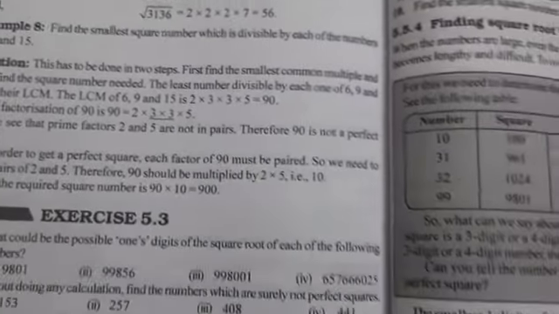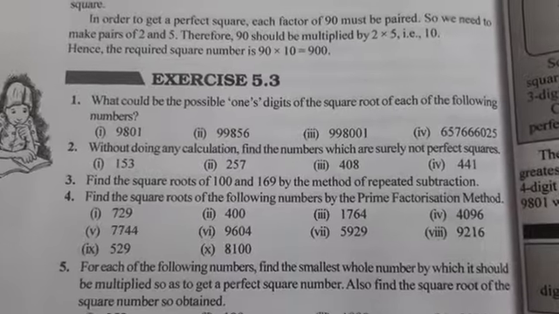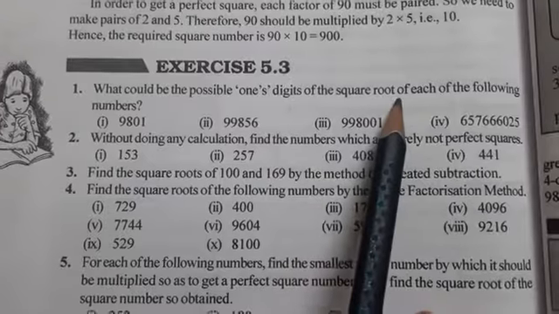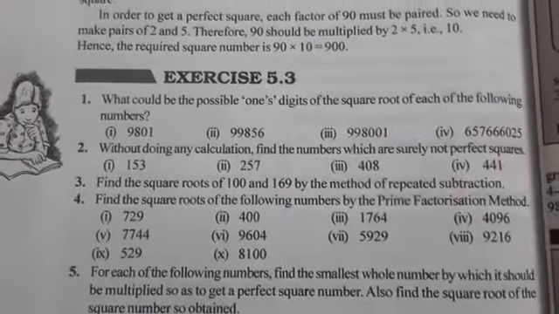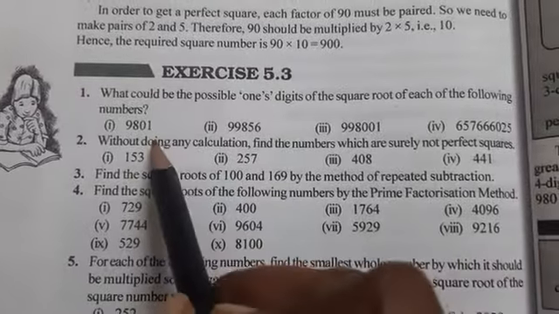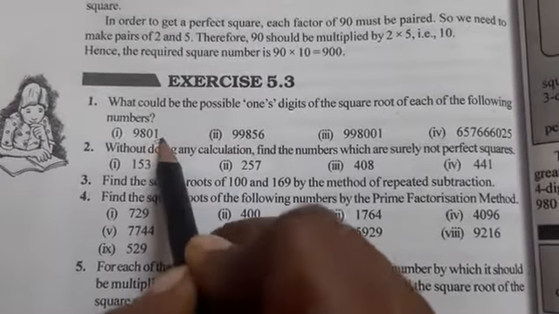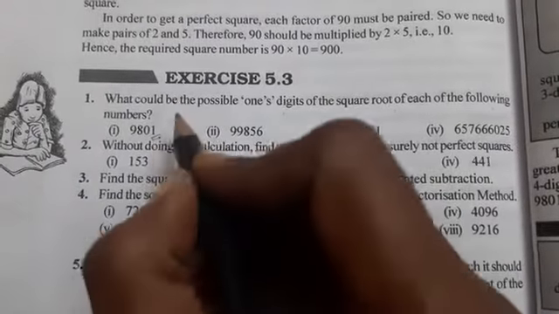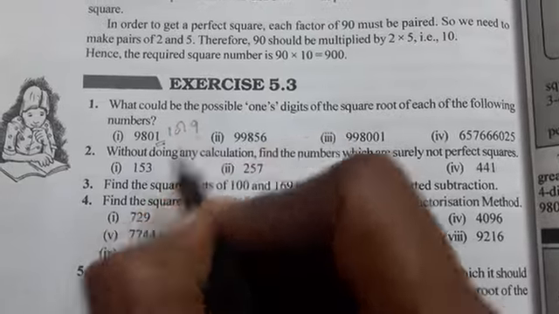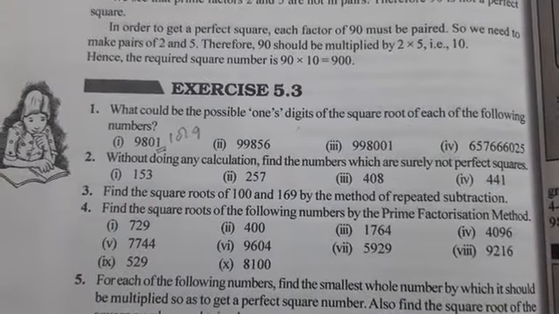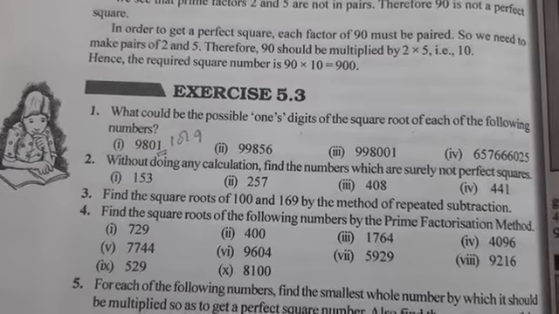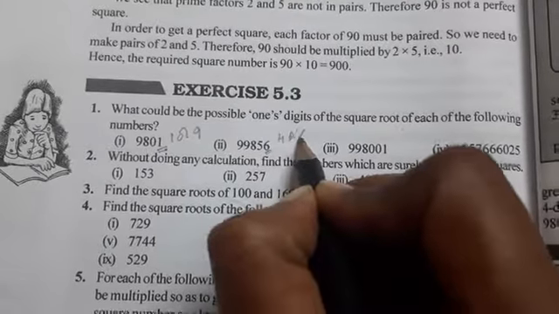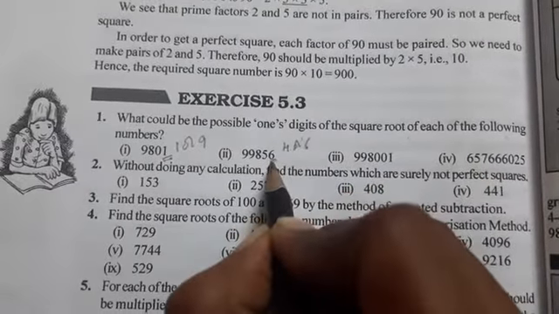Next, exercise 5.3. The first 2, I'll just discuss what you're supposed to do. What could be the possible ones digit of the square root of the following? In the previous class, I told you if you have 1, what could be the possible ones digit? 1 or 9. Okay? 1 or 9. When you have 6, it will be 4 or 6 because 4 fours are 16, 6 sixes are 36. Okay.